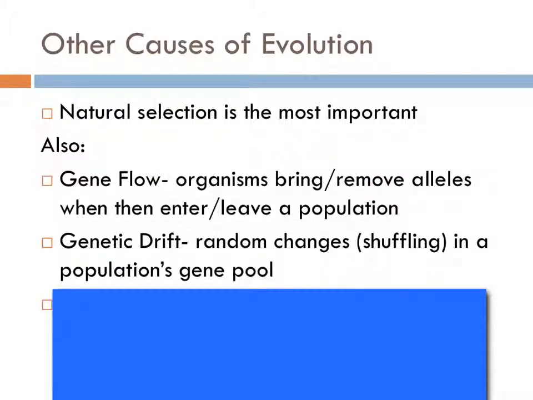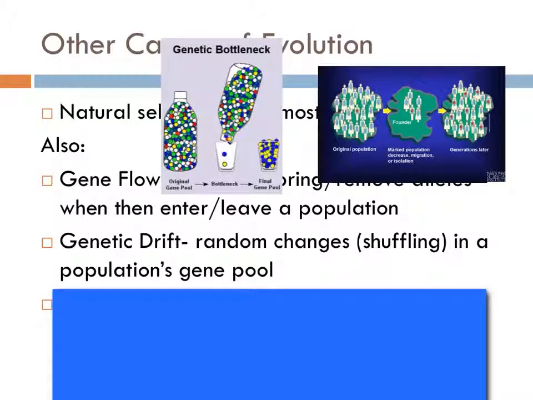The next cause of evolution is something called genetic drift. And this one can be a little bit tricky. It can seem similar to gene flow, but it really isn't. In genetic drift, this is just random changes in a population's gene pool. So just kind of random shifts between being, for example, homozygous dominant for a trait versus heterozygous and homozygous recessive. So just small changes. Two of the most common types of genetic drift are called the bottleneck event and then the founder effect.